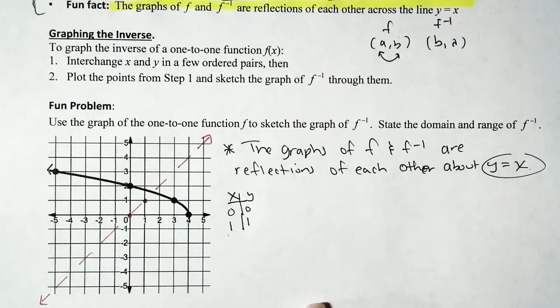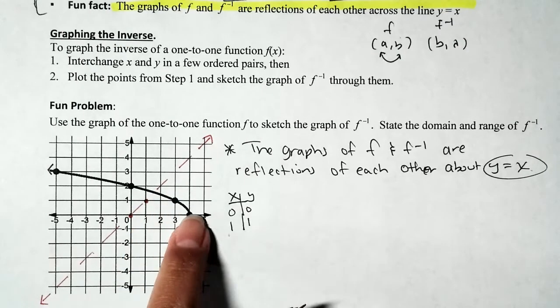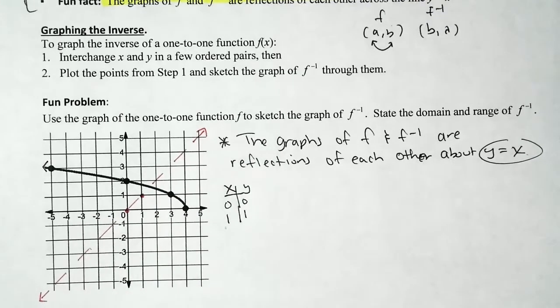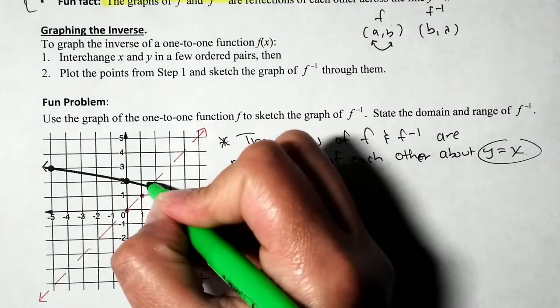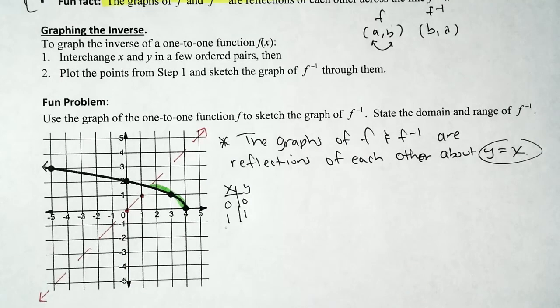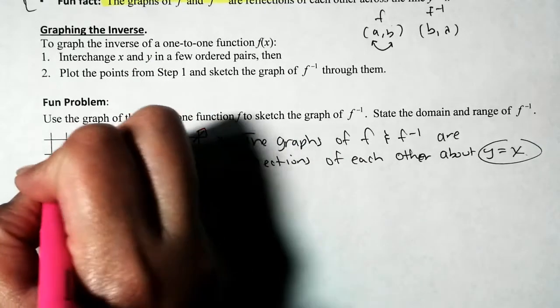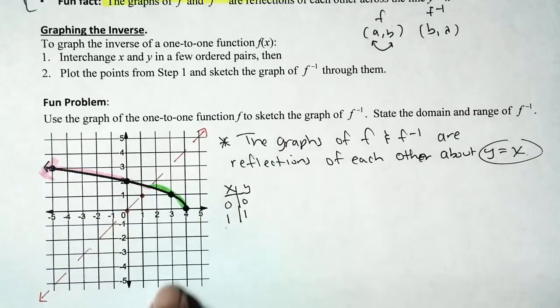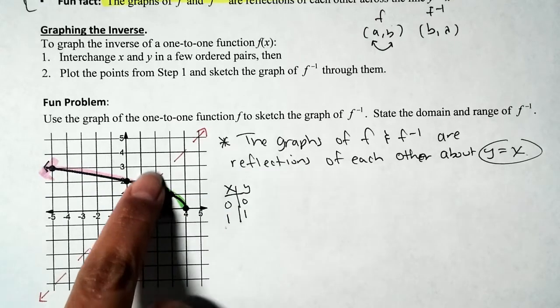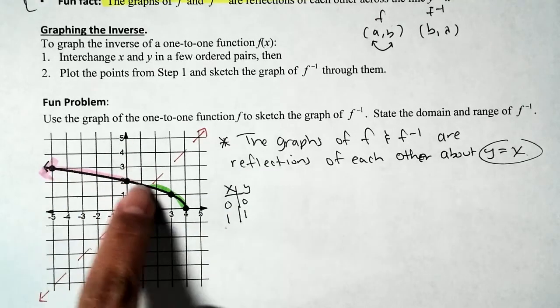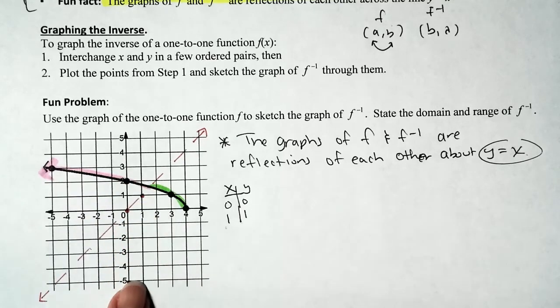Now, if I try to eyeball it, maybe I could take this piece and reflect it to the other side, about the line y equals x. And then I could take the other piece and reflect it about this line. If I take this green part and flip it over, it looks like this butterfly right here. And if I take this pink part and reflect it, like taking a selfie, it looks kind of like this.